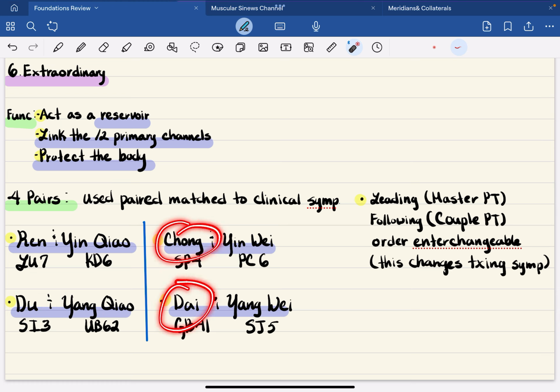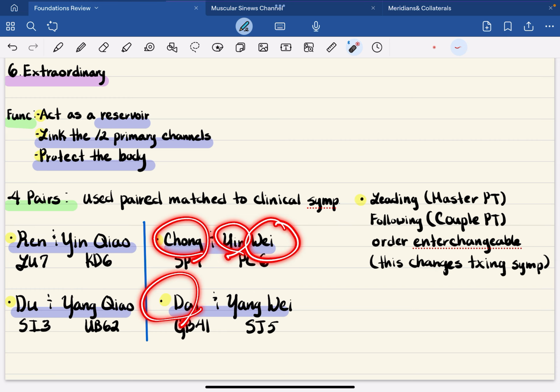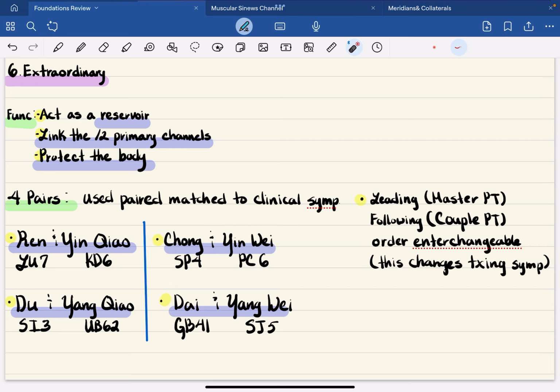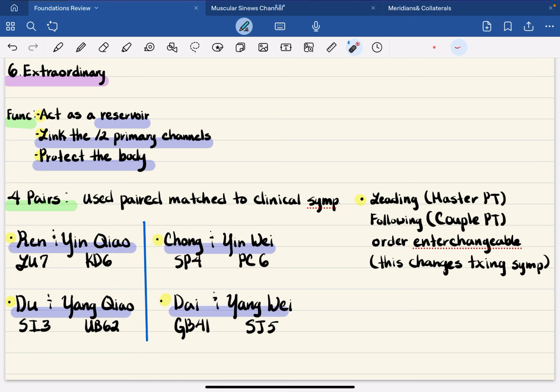But Chong and Dai, they don't really have a separate channel system like the Du and the Ren, as you know, right? So for that reason, Chong is still associated with the Yin, but it's an outsider, so it's Wei. Dai is what? It's still an outsider, but it's still associated with the Yang, so it's with Wei. So that's how you remember. Chong is with Yin Wei, Dai is with Yang Wei. So at least you know who pairs with whom, so you don't get confused.